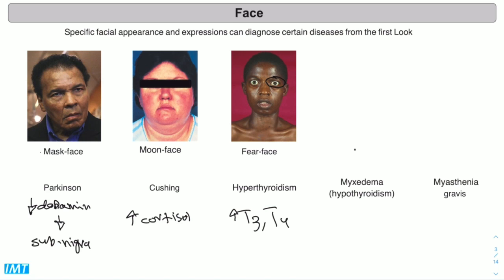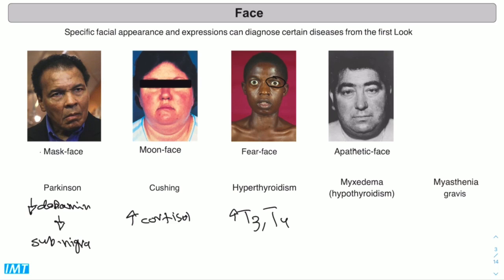Next, we have myxedema or hypothyroidism. It's called the apathetic face. As you can see here, myxedema or hypothyroidism is mainly due to low T3 or T4. We call severe hypothyroidism myxedema, which is the end stage, a severe reduction in the amount of T3 and T4 in the body.